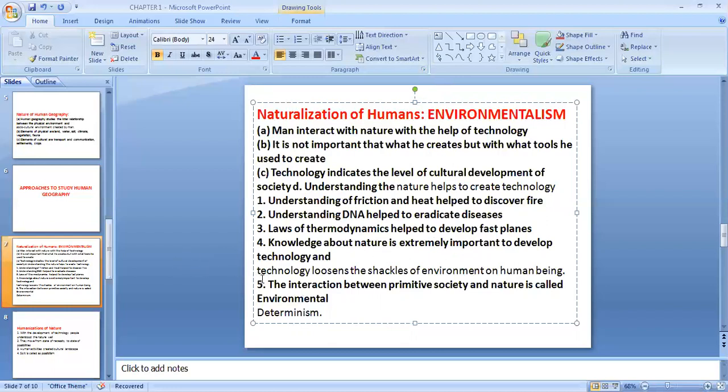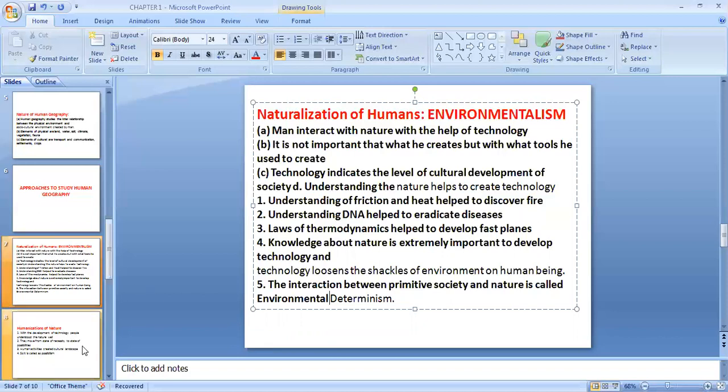The interaction between primitive society and nature is called environmental determinism. If you go back, or even now, most of the time we are dependent on the environment. Here, the environment is playing a very important and active role. In this approach, we mainly focus on the environment. According to the environment, we people do our work.